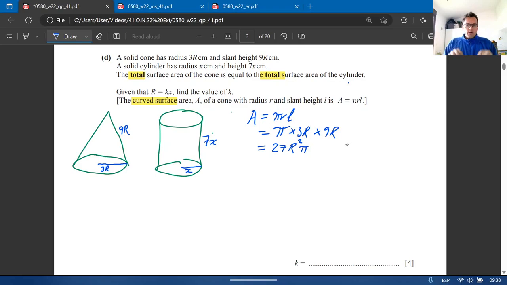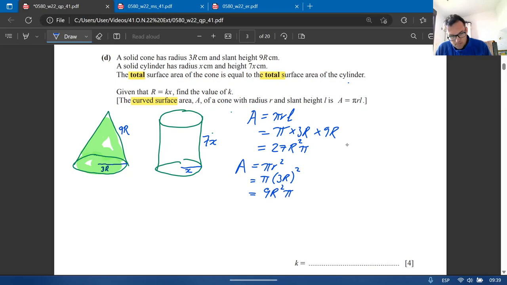That's the curved surface area, but we need to find the total surface area. So the curved surface area is only this part. Now we need to add the surface area of the bottom, which of course is just a plain circle. That would be the area of a circle, pi r squared, and in this case the radius being 3r, so it's pi times 3r squared. Now what is 3r squared? Well, 3 squared is 9, and r squared is r squared. Now 3r times 3r is 9r squared, and we have the pi hanging around. Okay.